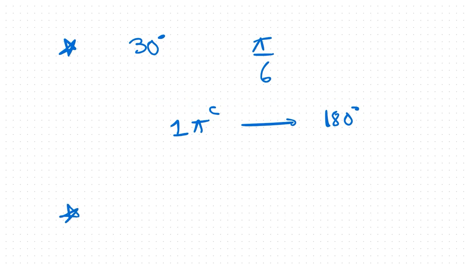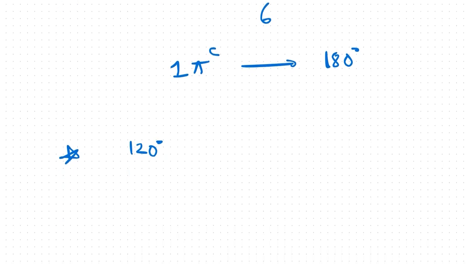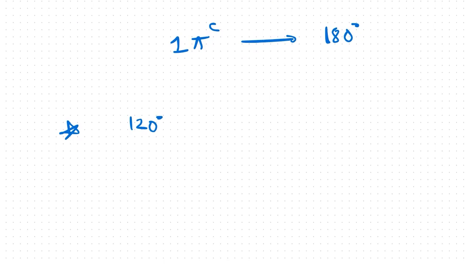Okay. Let's say 120 degrees. This is 4 pi over 6, or 2 pi over 3.